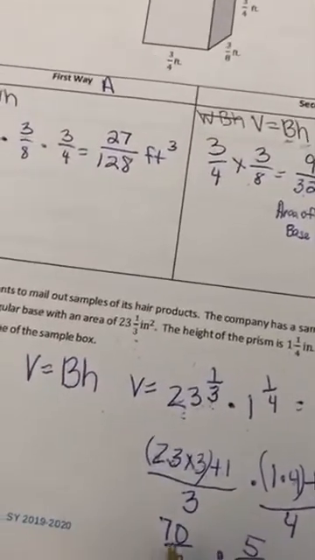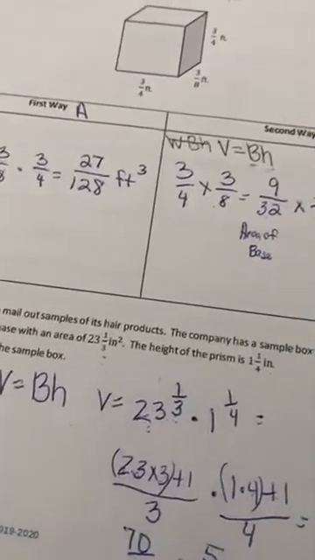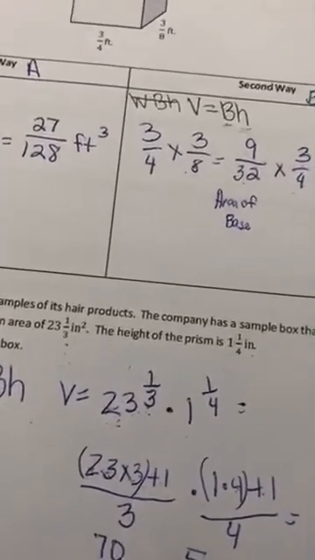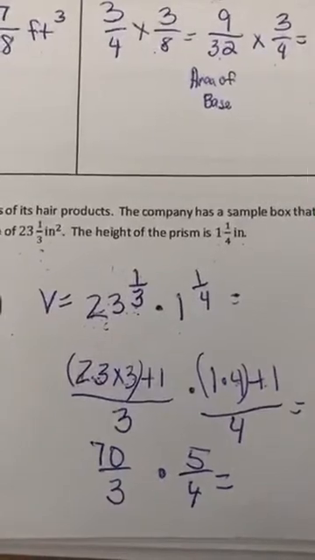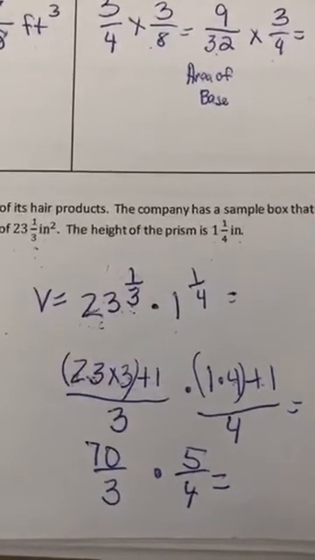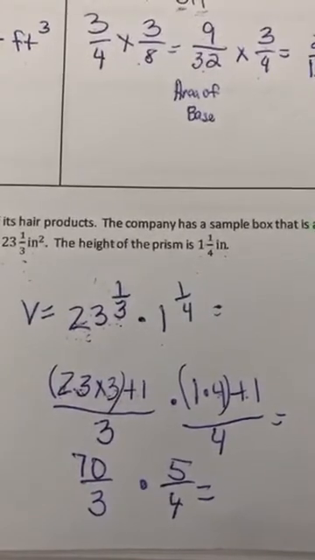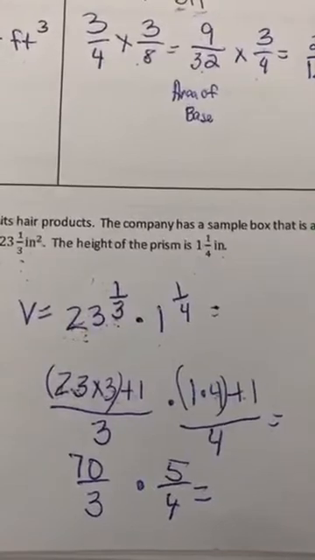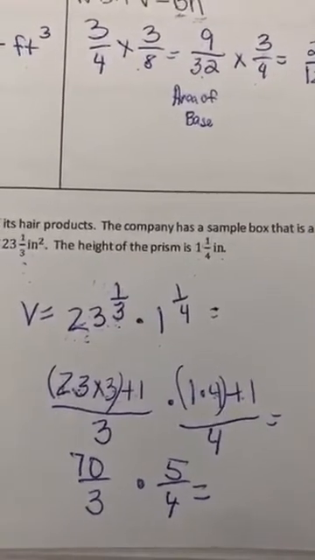All right. 70 times 5. What do we get? Y'all tell me, because you know I'm old. 70 times 5 is what? Seventy times 5 is what?